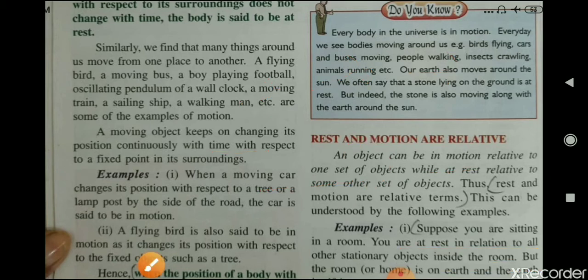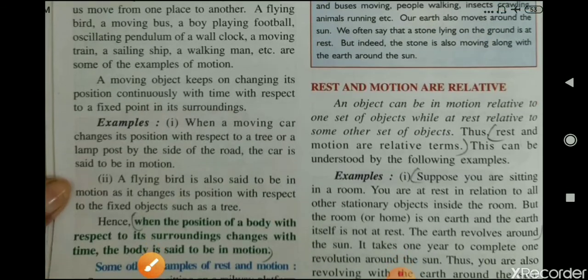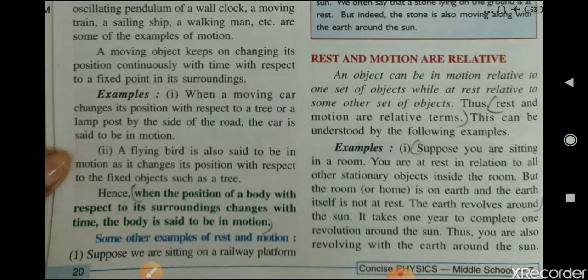Okay, further examples we will see now. When a moving car changes its position with respect to a tree or a lamppost by the side of the road, the car is said to be in motion. Means the car is moving with respect to the trees that are on the side of the road. So the car is continuously changing its position with respect to this tree. Therefore the car is in motion.